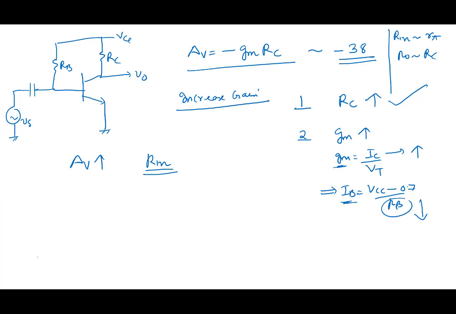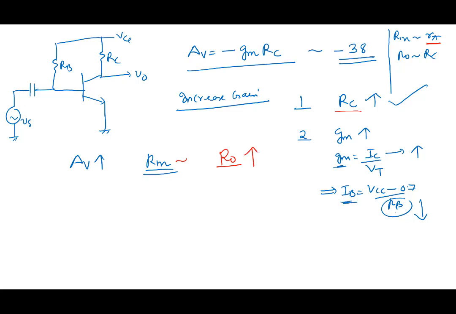Rn is R pi. Did I touch my IC? R pi depends on what? IB and all that. Did I touch all that? No. No change in Rn. Rn remains the same. What changes? Does R0 change? R0 increases. Okay, R0 increases.